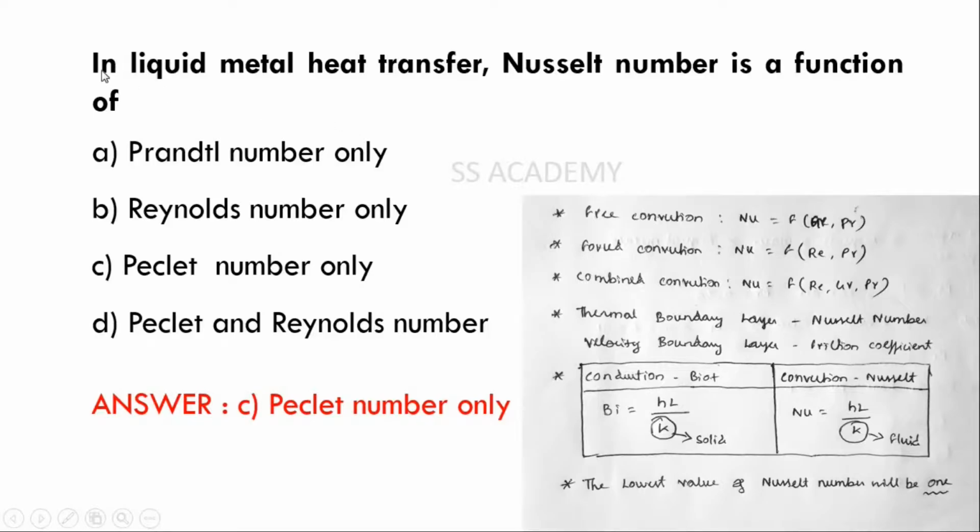First we have to conclude that liquid metal heat transfer is a forced convective heat transfer. For forced convective heat transfer, the parameters the Nusselt number depends on are listed here. For free convection, the Nusselt number is a function of Grashof number and Prandtl number. For forced convection, Nusselt number is a function of Reynolds number and Prandtl number. For combined convection, Nusselt number is a function of Reynolds number, Grashof number and Prandtl number.